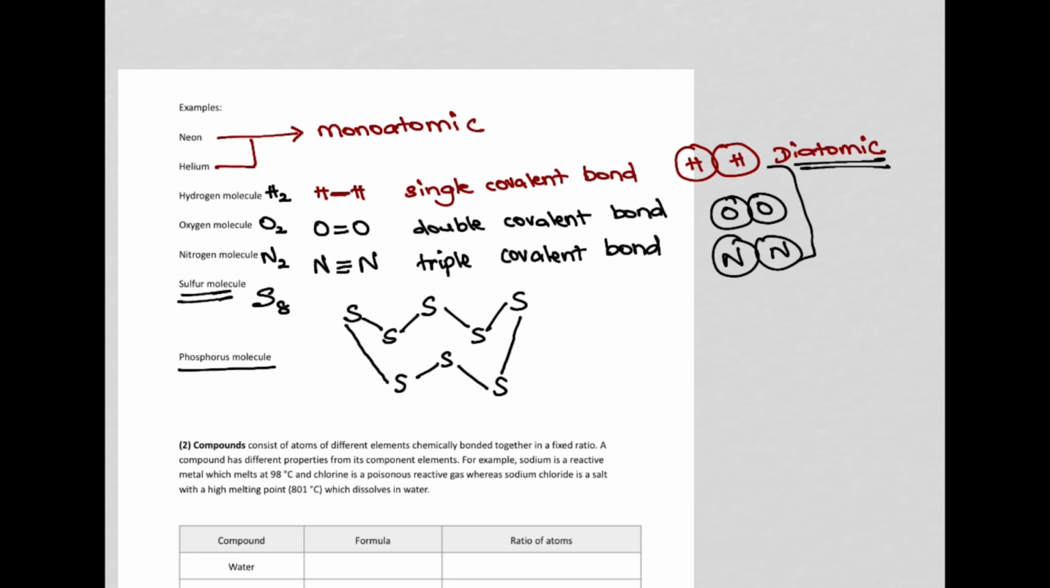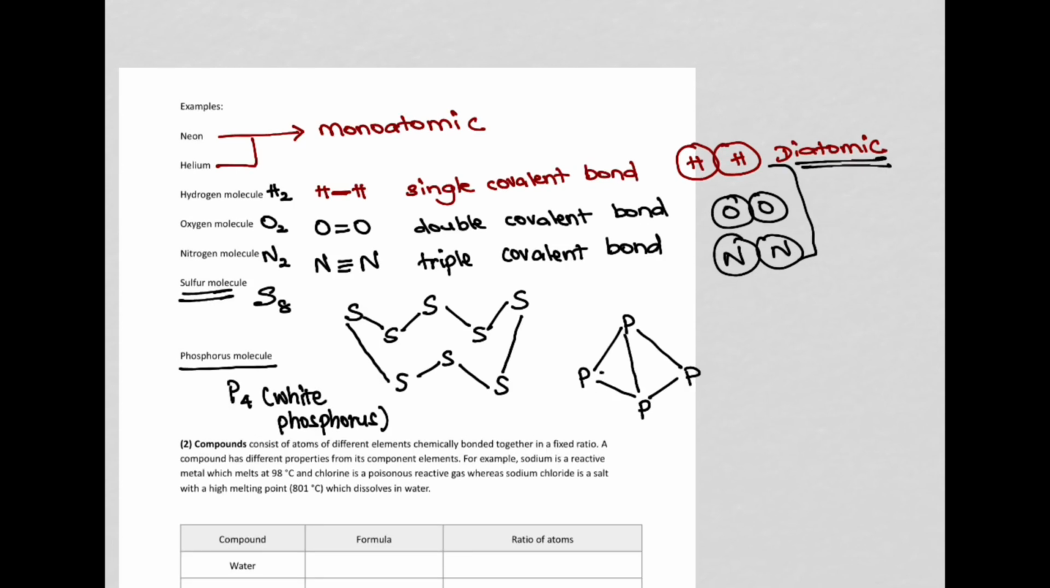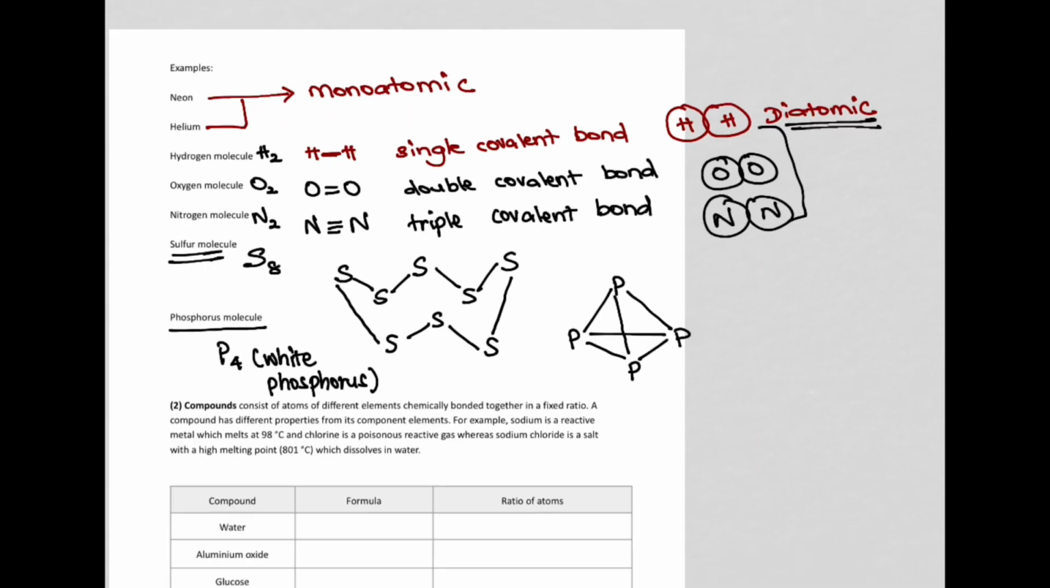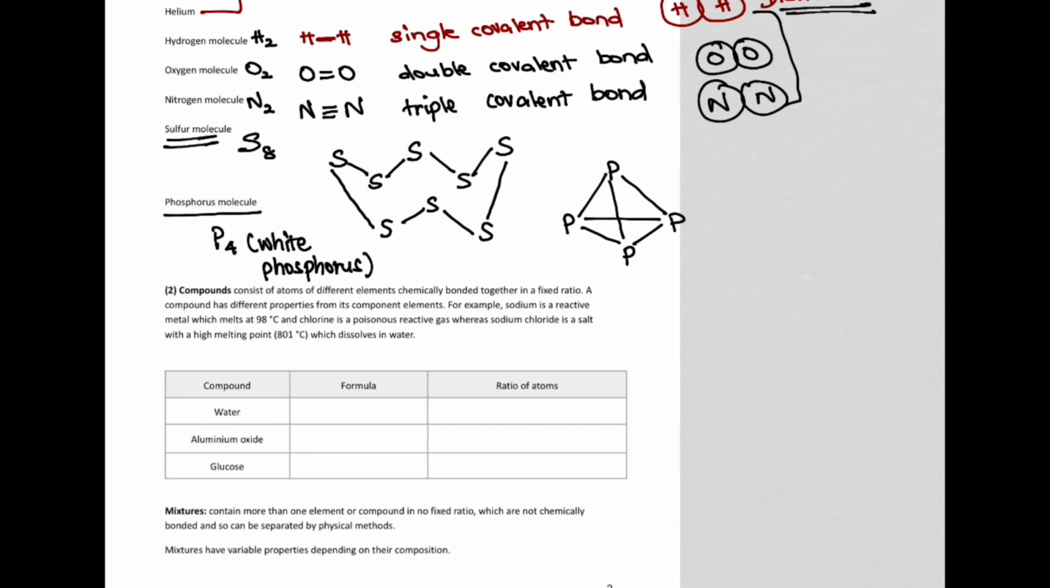Phosphorus is also special. Phosphorus exists as P4, which is called white phosphorus. You have white phosphorus and red phosphorus. White phosphorus looks like this: 1, 2, 3, 4, and then they are all bonded to each other, like this. So this is white phosphorus. Red phosphorus exists in a polymeric form where there's a lattice in it. We're not going to look into that.